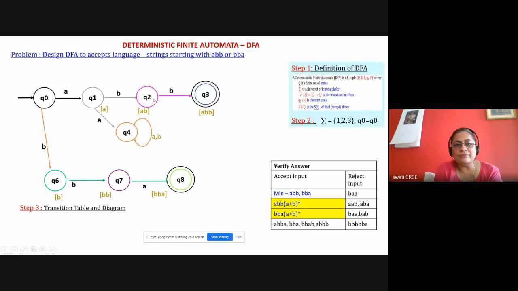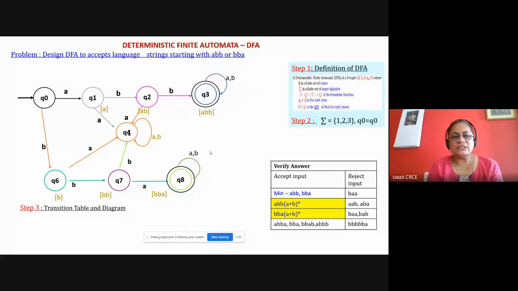Now go to the state Q2. If there is any A, then your string is becoming ABA, so it will be the dead state. Now in Q3, if there is any A or B, it is accepted, because the string has started with A double B and now anything can be there. Now in the state Q6, if there is any A, that is not allowed, because the string is starting with BA. If it is B, B and B, triple B, then also it will go to the dead state. And then in Q8, if there is any A or B, it will go to the final state.